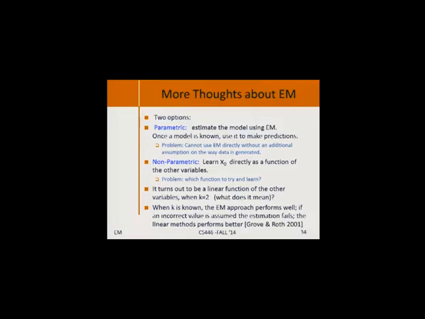One we're going to call parametric. We assume a way in which the data is generated, these alphas, these p's, and we can run EM. Of course, to run EM, we had to make these assumptions. And the non-parametric: just learn x0 directly as a function of other variables.